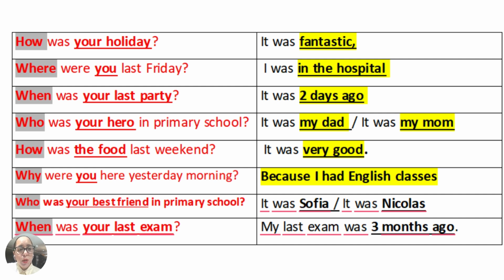For WH questions, please don't forget to put first what, where, when, why, who. After that, was or were. For example, where was your mom yesterday? She was at work. Why were the students late? Because the bus was slow. For these WH questions, you can't answer with yes, I was or no, I wasn't. Please don't do that. You need to provide more details or give more information.